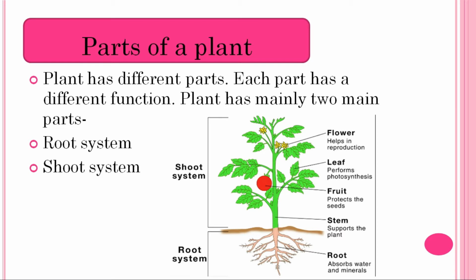See, these are the parts of the plant. This is the flower, which helps in reproduction. Leaf, which performs photosynthesis. This is the fruit that protects the seeds. This is the stem that supports the plant. The root that absorbs water and minerals. See, this is root system, and the above part of the ground, this is the shoot system. So let's do root system in detail.